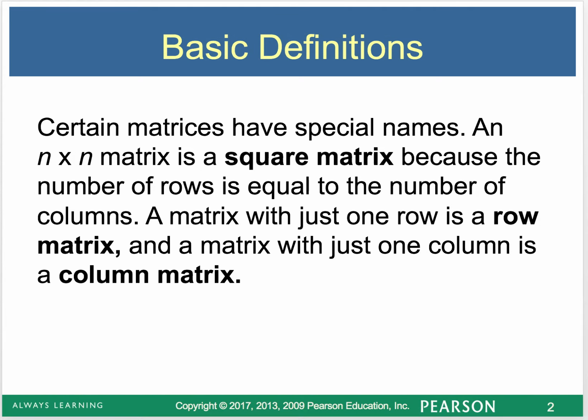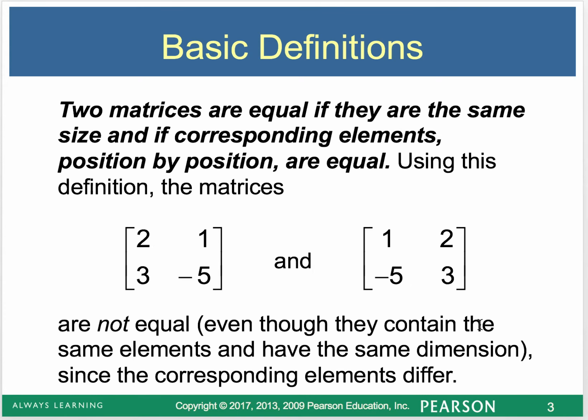Okay, and then there are certain matrices that have special names. An n by n matrix is a square matrix. Now we're familiar with those because we had to have square matrices to find the determinants, right? So that's when the number of rows, of course, is equal to the number of columns. If you have a matrix with just one row, you call it a row matrix. If it has just one column, call it a column matrix.